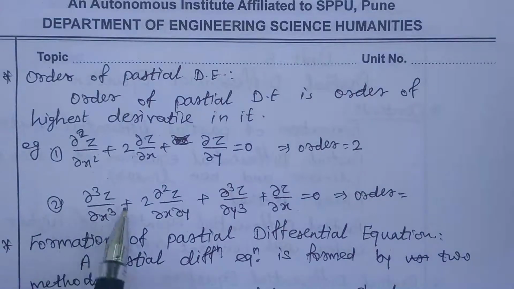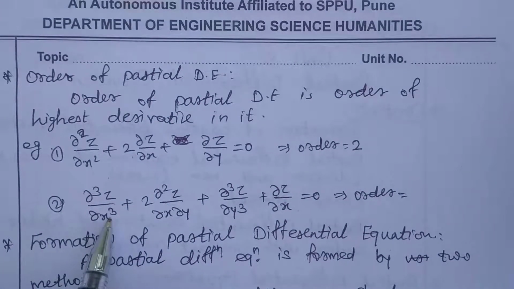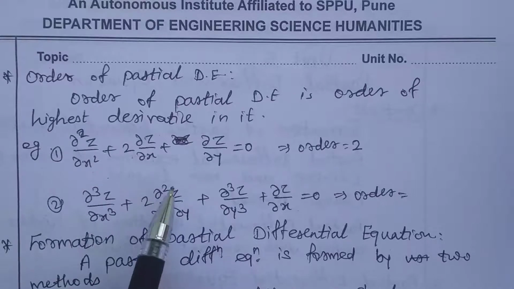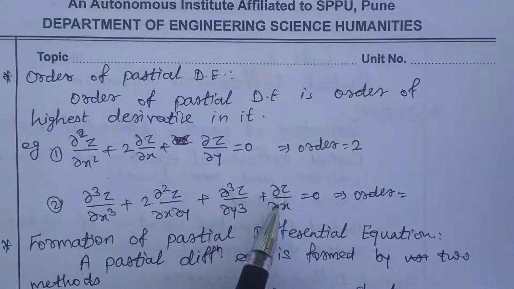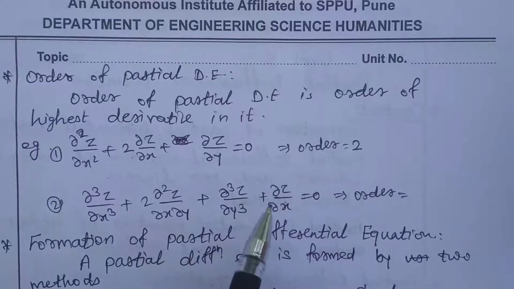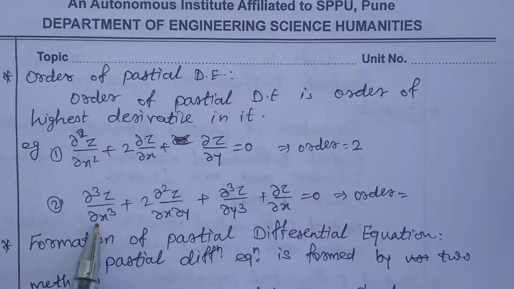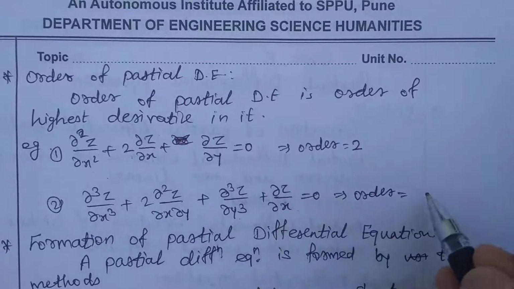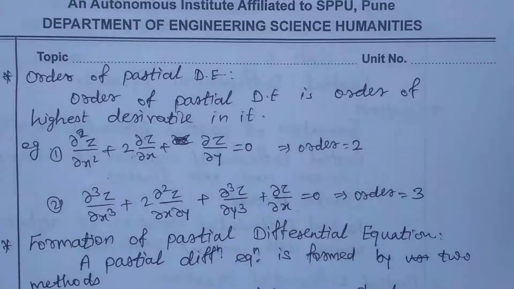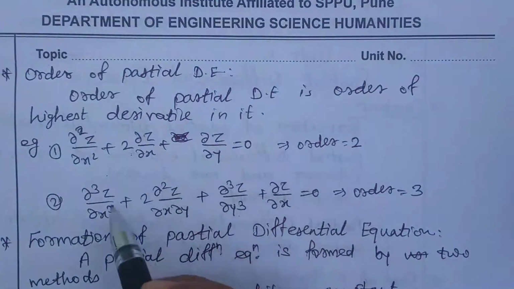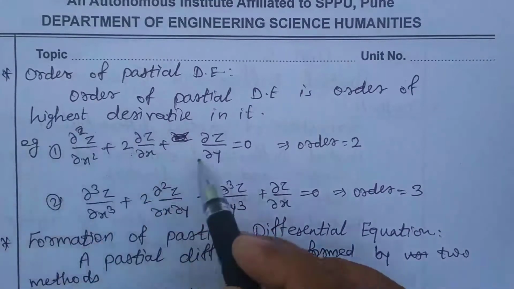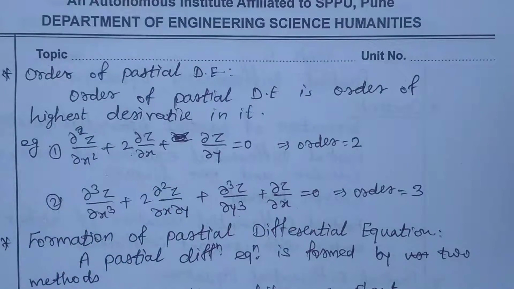Similarly, in the second example, this term contains a triple derivative, this term ∂²z/∂x∂y contains a double derivative, this term also contains a triple derivative, and this term contains a single derivative, equals 0. So what is the highest derivative? The third derivative is there, so the order of this differential equation is 3, or you can say this is a third order differential equation. The earlier differential equation is a second order differential equation.